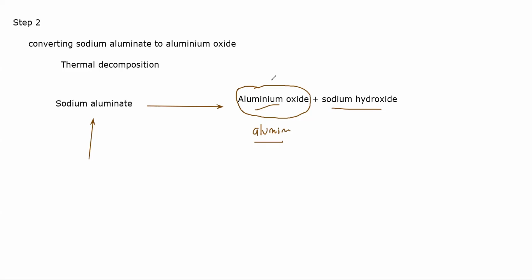This alumina, we will do electrolysis. Alumina means aluminum oxide; pure aluminum oxide is called alumina. Then step 3 is electrolysis. For this electrolysis, this is the electrolytic cell which we use.